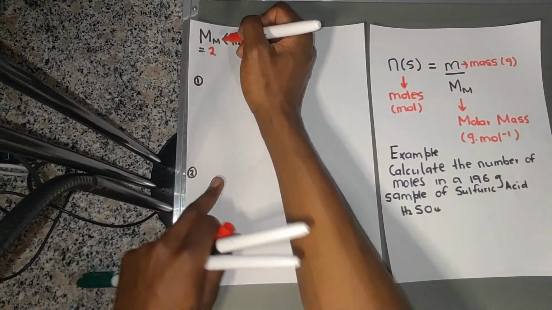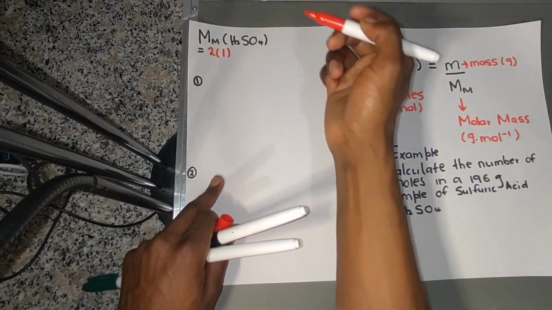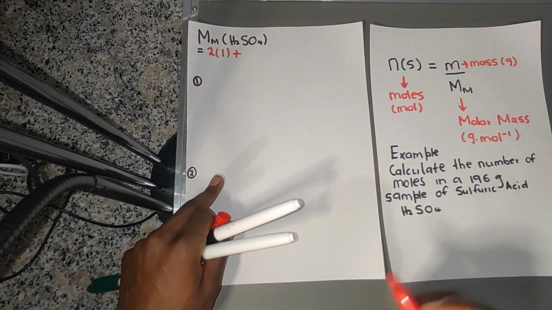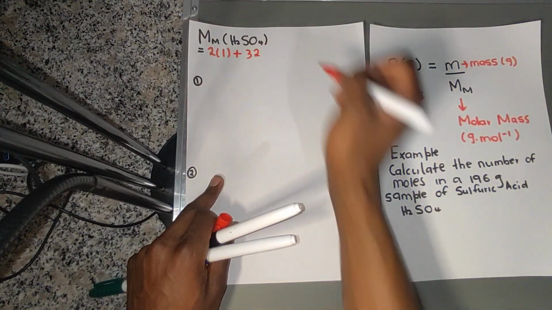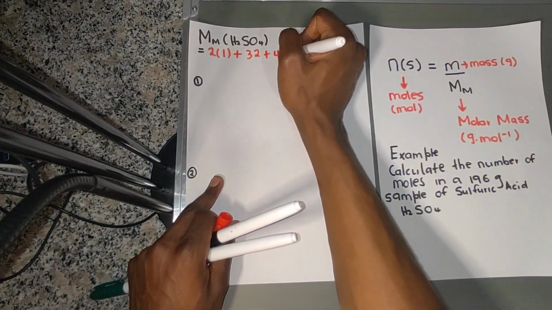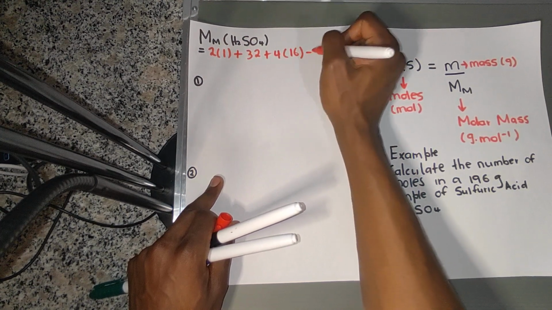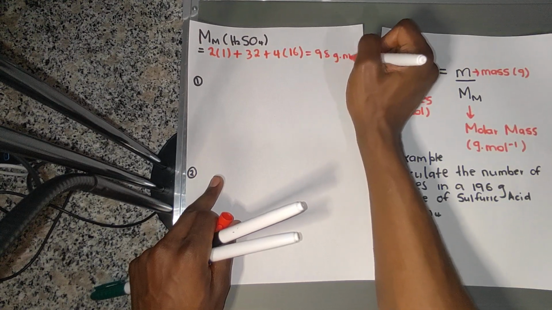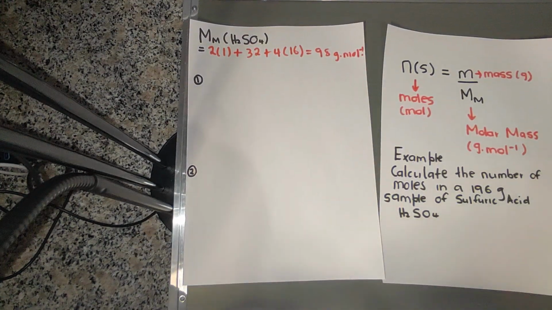So here we have 2 atoms of hydrogen, and each hydrogen weighs 1 gram per mole, and then we add the molar mass of sulfur, which is 32 grams per mole. And then lastly, we can see that we have 4 atoms of oxygen, and each oxygen weighs 16 grams per mole. So now this gives us a total answer of 98 grams per mole. Okay, that is the total molar mass of sulfuric acid.